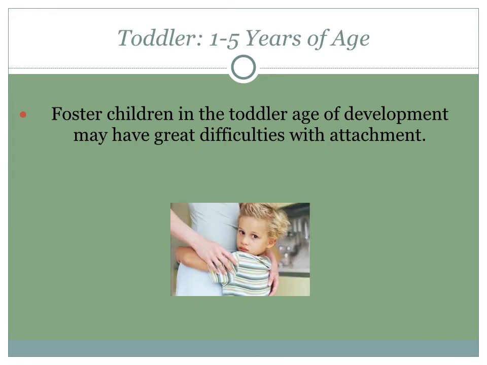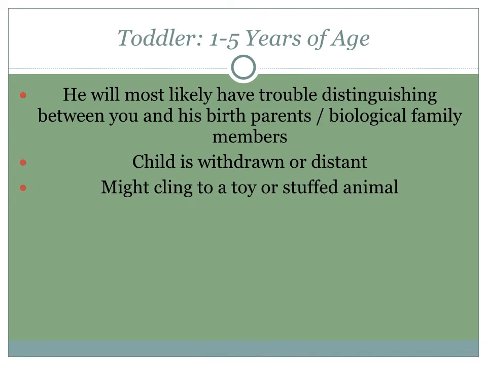For children in foster care during this toddler age of development, they often have great difficulties forming a healthy attachment with another person if they have suffered from abuse, trauma, or neglect. In fact, he will most likely have trouble distinguishing between you and his birth parents or his biological family members. As a result, he may often feel withdrawn or distant, or he might cling to a toy or stuffed animal as he struggles to process his feelings, his emotions.